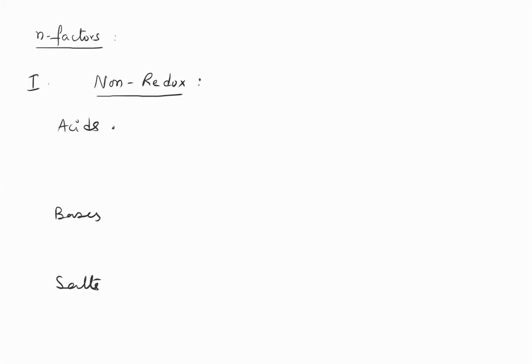If you have acids, your N factor is the number of H pluses replaced. Normal acids like HCl, HNO3, H2SO4, you can easily find the N factor as number of H plus that are there, as 1 or 2. But then there are some special acids where the values are different than you expect. So let's do those special ones. So N factor in case of acids is number of H plus replaced.